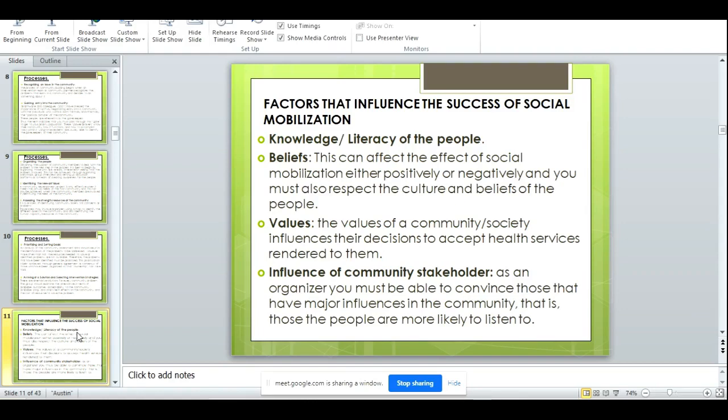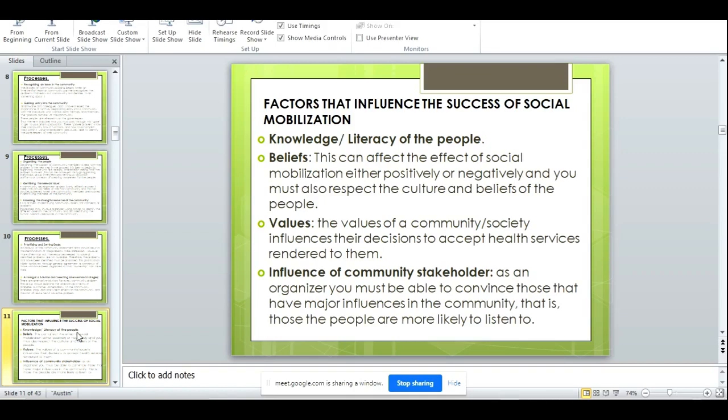And next is values. The values of a community or society influence the direction to accept health services rendered to them. So let's say you are going into a community to bring health services, but they believe more in traditional healthcare, it may be really hard to gain acceptance in such a community.